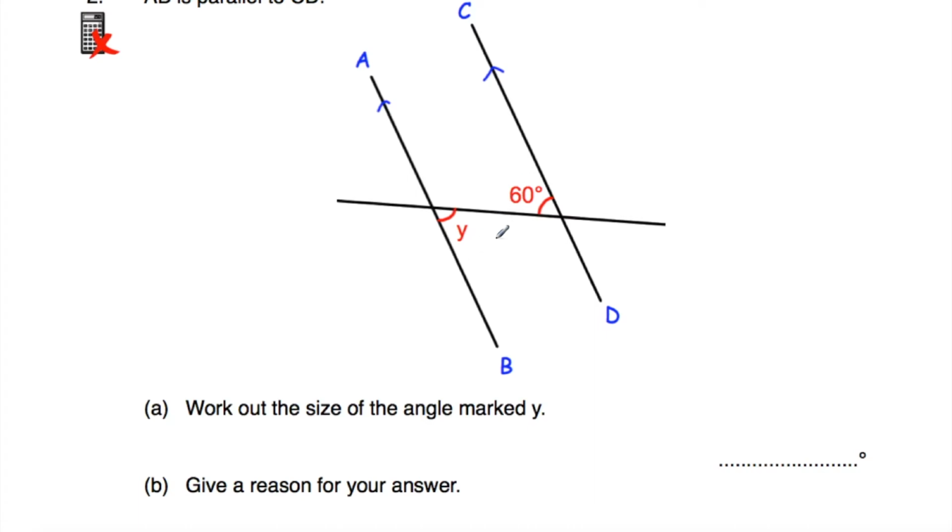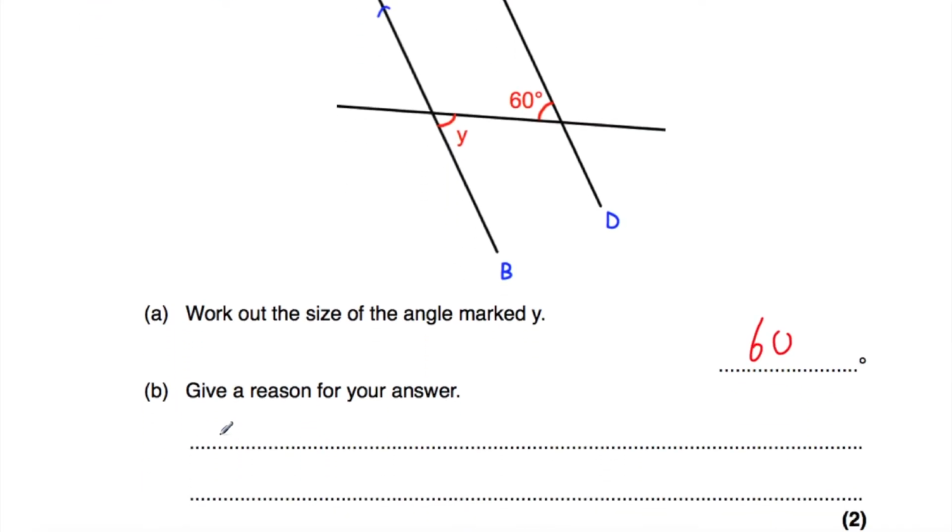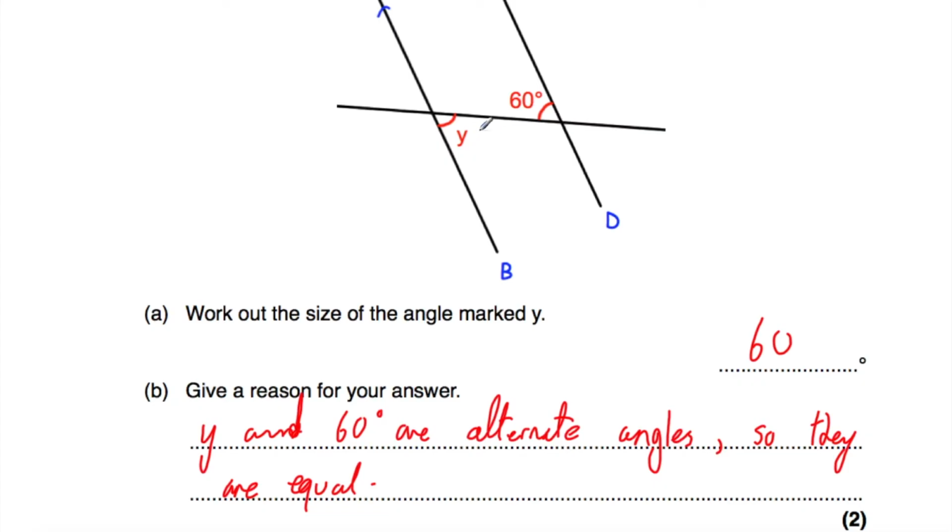And again, if you need a recap on that, if you go to that Corbettmaths video on angles and parallel lines, that'll explain that. So these two angles are equal to each other because they're alternate angles. So work out the size of the angle marked Y, that's 60 degrees, and give a reason for our answer. Let's do that. And that's it. I've just explained that Y and 60 degrees are alternate angles, so they're equal to each other. Okay, let's have a look at our next question.